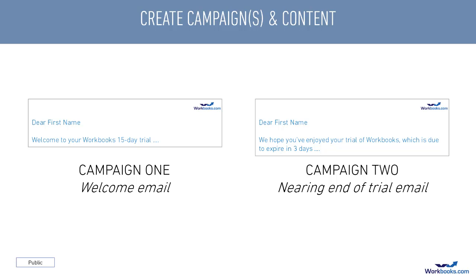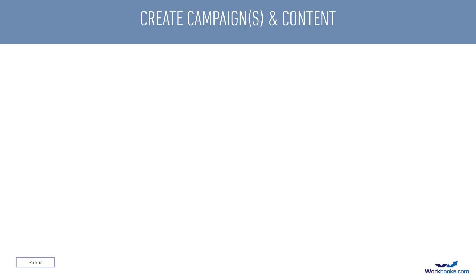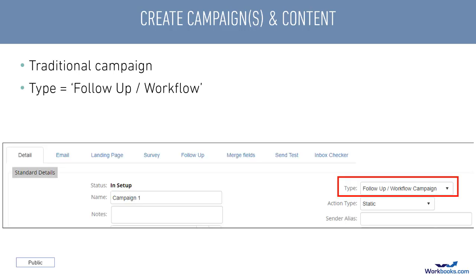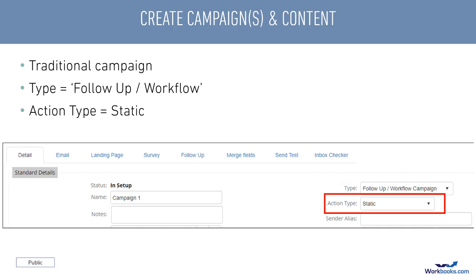The next step is to create however many campaigns you need in your workflow, along with the associated content, which for us is these two, the welcome and then the "you're nearing the end of your trial" email. As I mentioned earlier, this video assumes that you do know how to create your campaign, so I'm not going to go into detail, but it is worth mentioning that you need to create traditional campaigns rather than quick ones, and the type of the campaign should be follow-up/workflow campaign, with an action type of static.